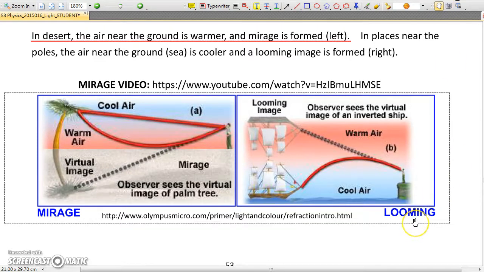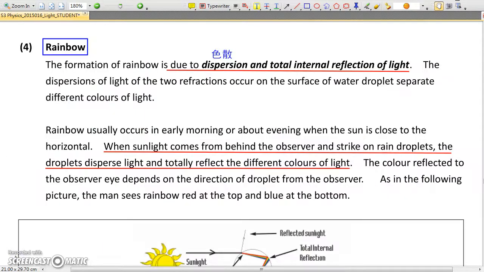Looming is the name given to something just opposite, when the air near the ground or the sea is cooler, and this happens in places which are very cold, near the poles. The last application is called rainbow.